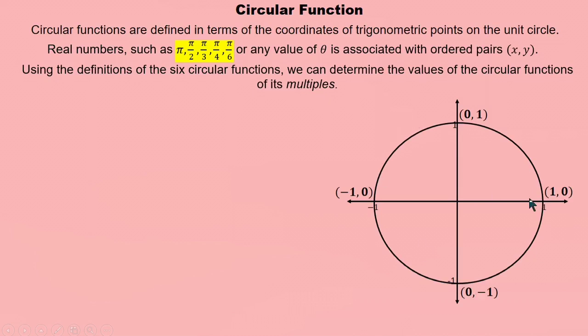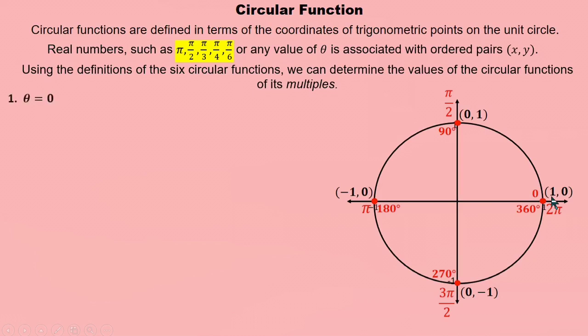In the unit circle, this is the starting point. So this is 0 degree and it has coordinates (1, 0). This point is 90 degree or pi over 2 in radian with coordinates (0, 1). While this point is 180 degree or pi in radian measure with coordinates (-1, 0). On the other hand, this point corresponds to 270 degree or 3 pi over 2 in radian with coordinates (0, -1). And finally, this point also corresponds to 360 degree or 2 pi in radian measure. It has the same coordinates as 0 degree.